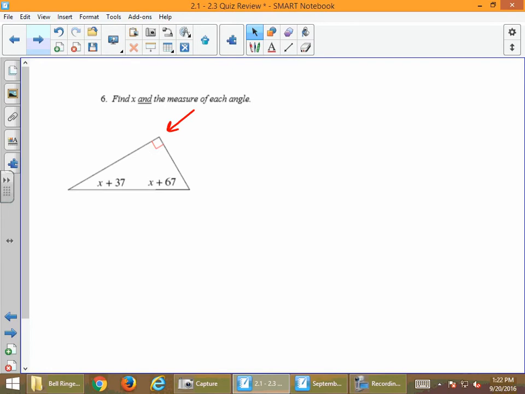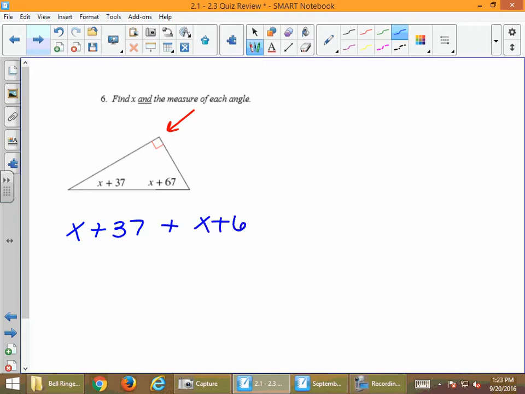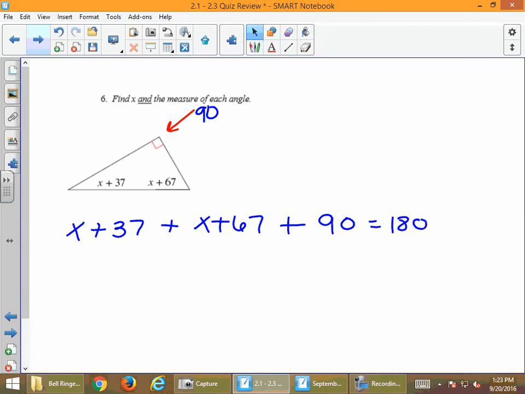All right, if we look at problem number 6, what do we know about all the angles inside of a triangle? What do they add up to? 180. So literally all you're going to do is take all three angles and add them together. So you're going to say x plus 37 plus x plus 67 plus, what does this box mean? It's 90 degrees. So you're going to say plus 90 equals 180.